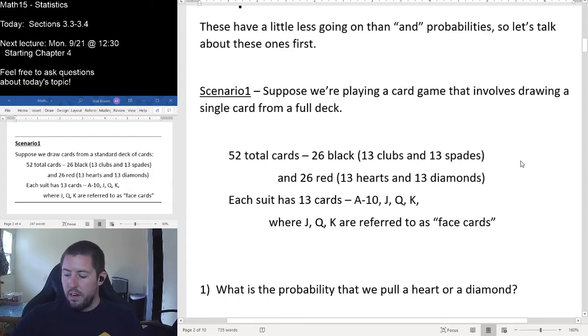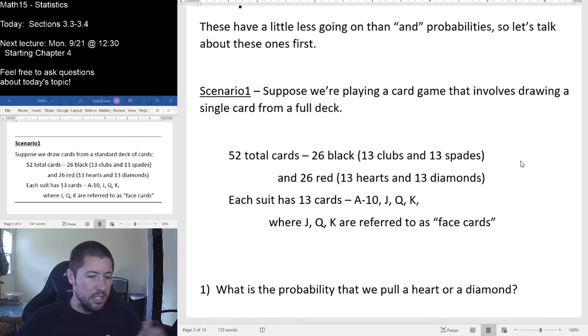In general, for a deck of cards, I expect you to know the basic breakdown of a standard deck of playing cards. It's certainly something you could Google if you don't know this information. There are 52 cards in a deck. Half of the cards are black and half are red. The black cards are made up of the two suits, clubs and spades, 13 cards each. The red cards are made up of the suits hearts and diamonds, 13 cards each. Those 13 cards in each of the four suits are ace through 10.